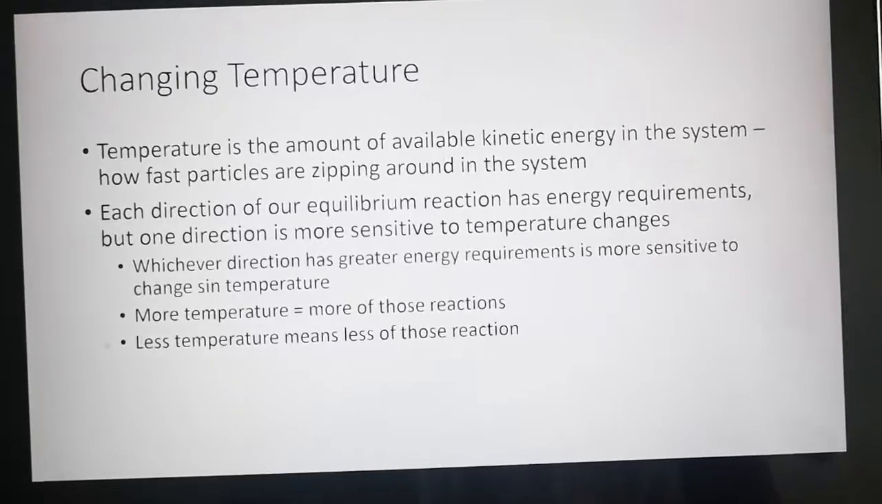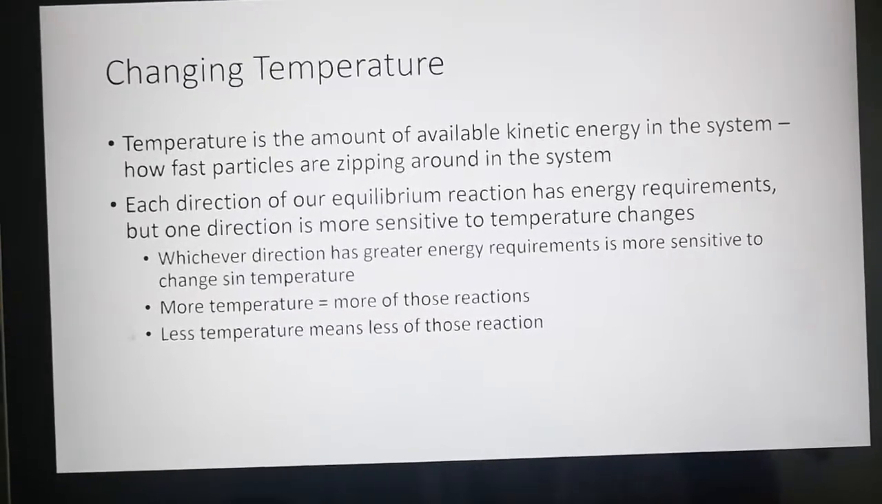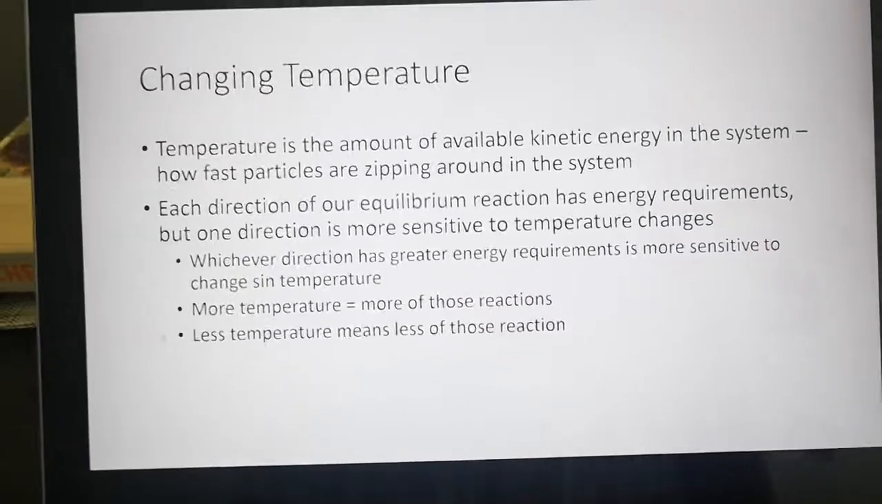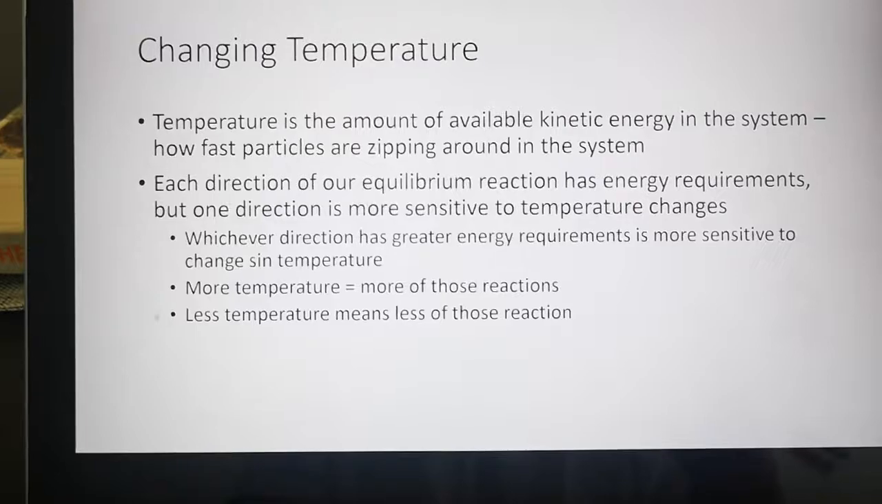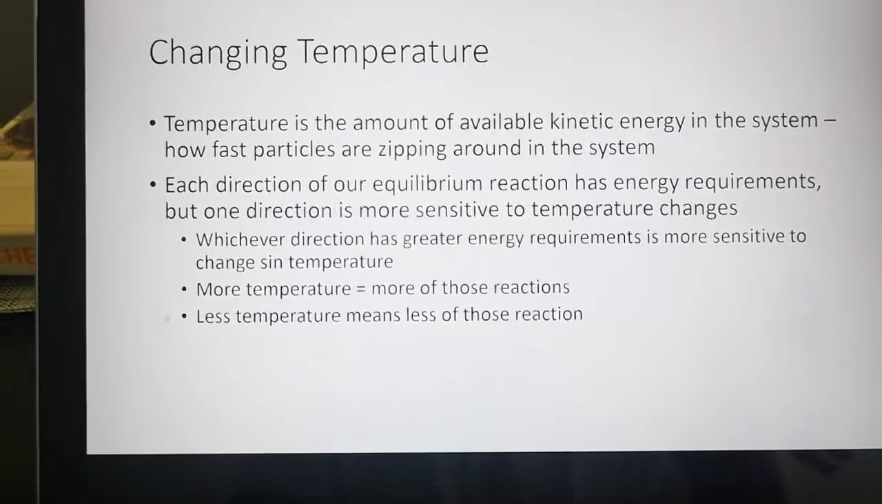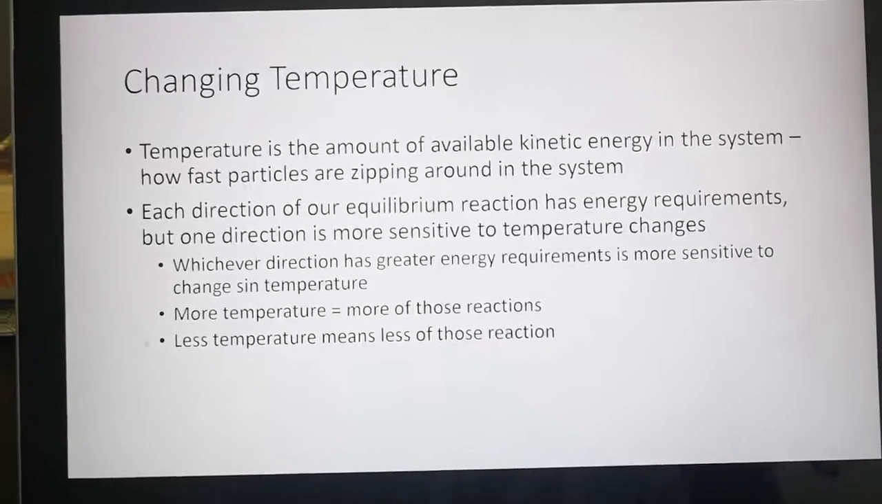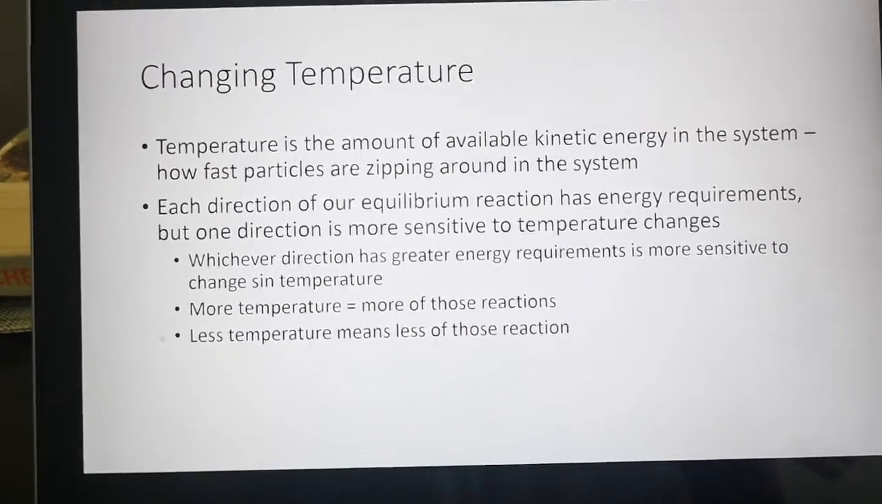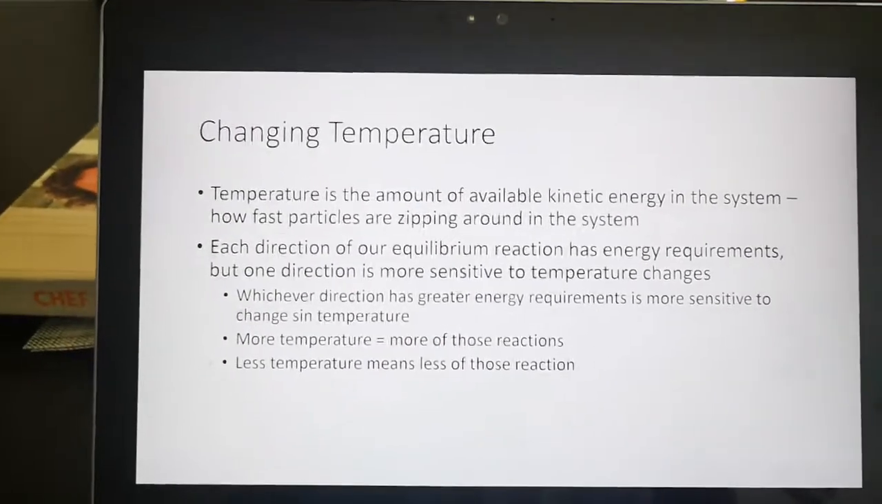So recall, each direction in our reaction has energy requirements, forward and reverse, but one of them has greater requirements than the other. That side is more sensitive to temperature changes. So whichever side of our equation has greater energy requirements, if we add temperature, we get more of those reactions. And if we take temperature away, it means we get less of those reactions.